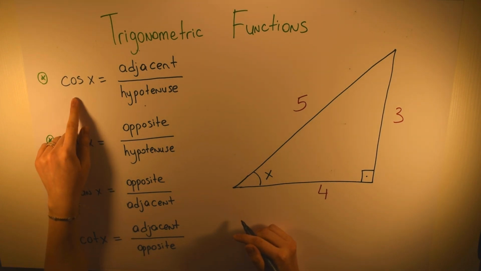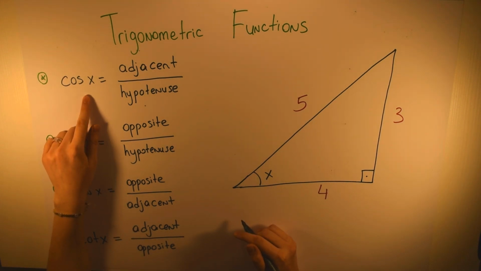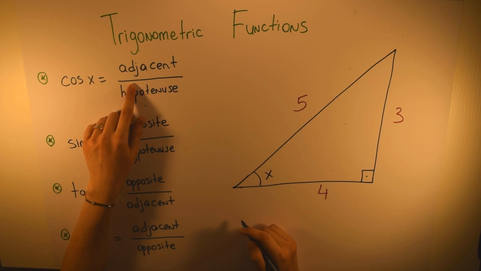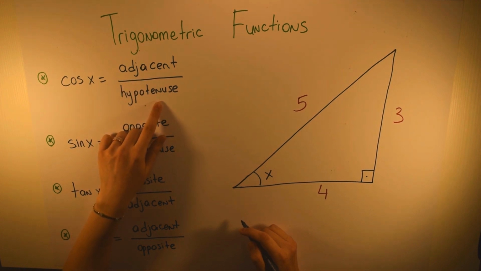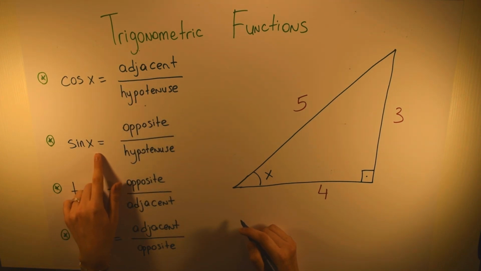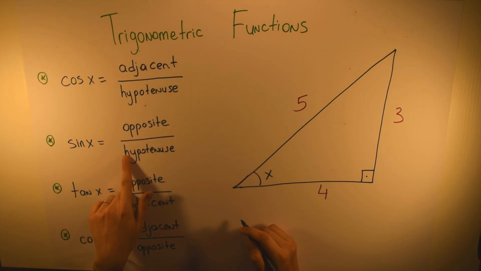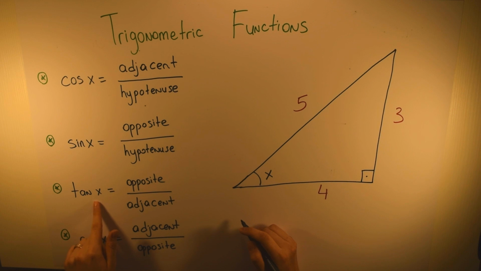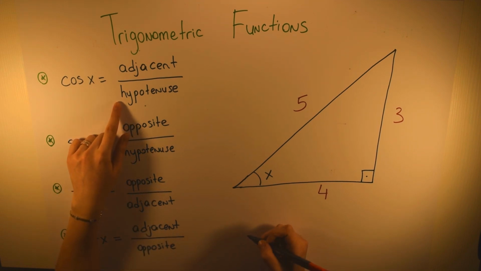Here we have cosine x, cos x, which is equal to adjacent side over hypotenuse. Okay, our sine x function is equal to opposite side over hypotenuse. Our tangent x is equal to opposite side over adjacent side, and our cotangent x is equal to adjacent side over opposite side. So let's find their values here.